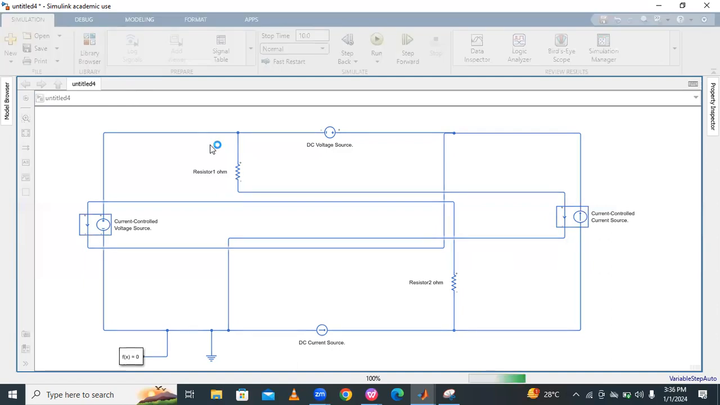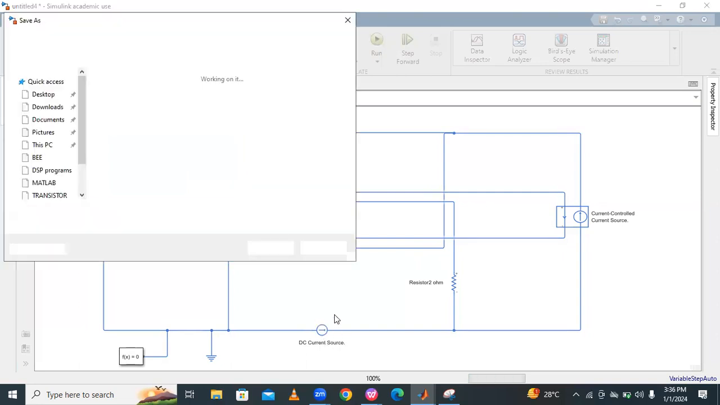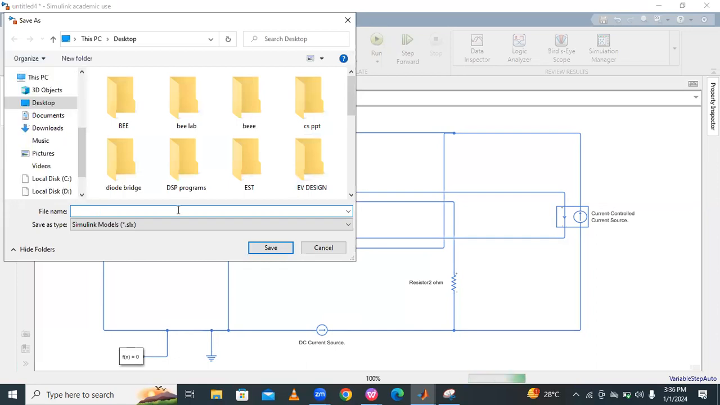After that, to measure the current, we have to connect one current sensor here. And to measure the current here, one more current sensor is required. And to measure the voltage across the DC current source, one voltage sensor is required.